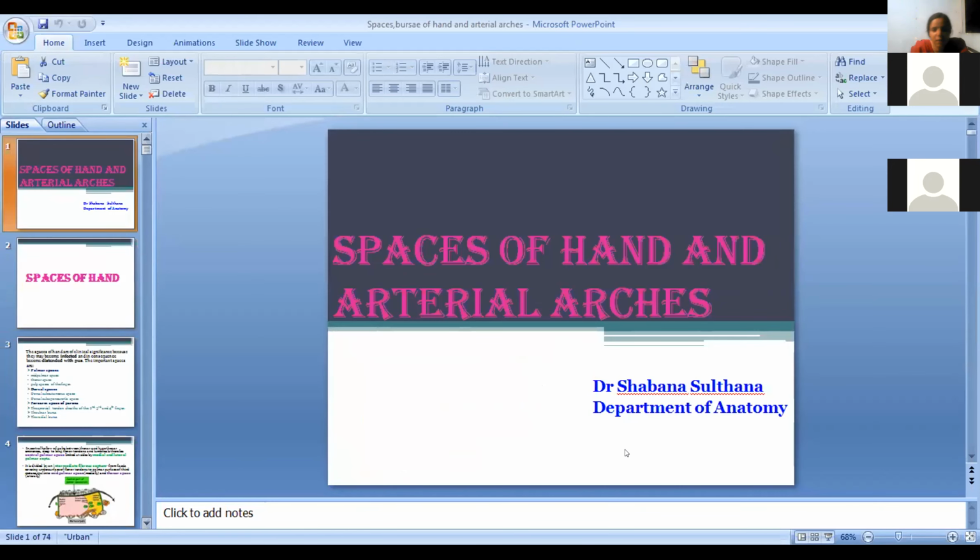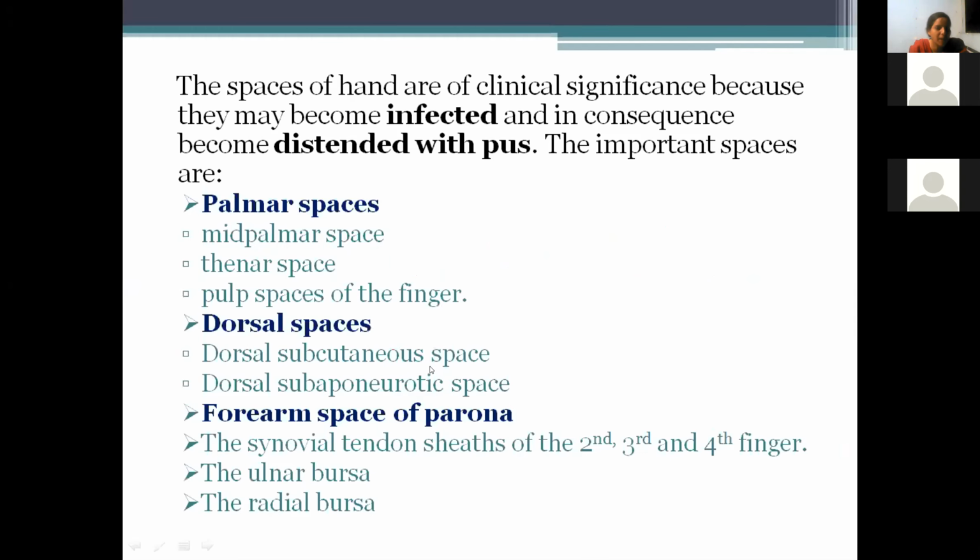So simple things which are easy and which you can easily present in your exam, I'll tell you so that you can write if this question comes. Basically, you need not remember all these, but I'll tell you what to remember. Spaces of the hand are of clinical significance because these empty spaces are where infection can occur and they may be distended with pus. Okay. So in the palm we have the mid palmar space and thenar space. The pulp space of the finger can also come as a 5 marks or 3 marks question. Only these three are important, beta. The rest are only for namesake. You need not worry.